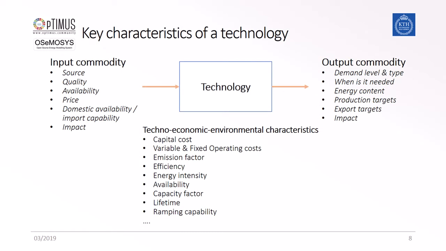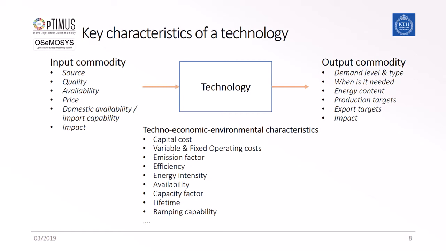Looking at some of the key characteristics of the technology in OSeMOSYS, one can see that there are 3 main categories of data surrounding the technology. First, the input commodity, which represents the fuel supplying the technology. Here, information about source, quality, domestic availability, price, and import capability are defined.